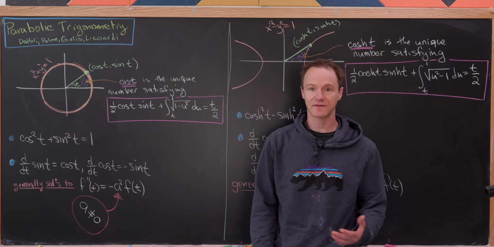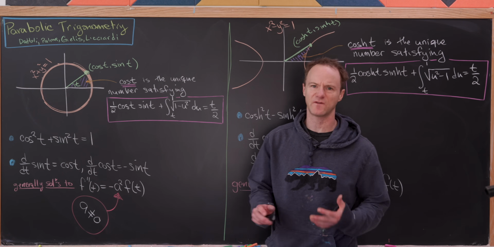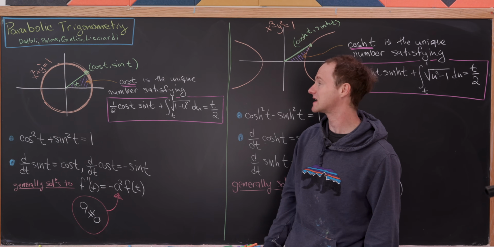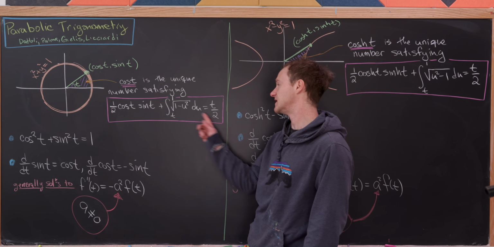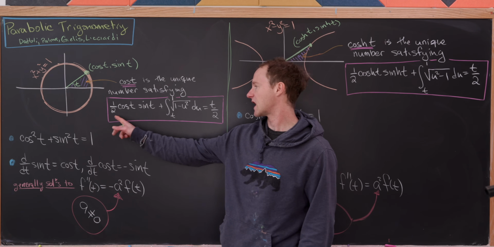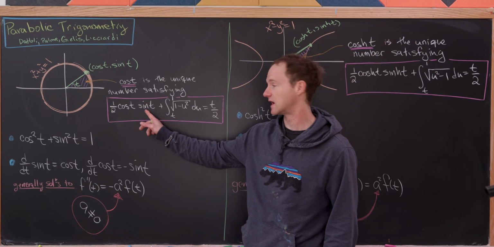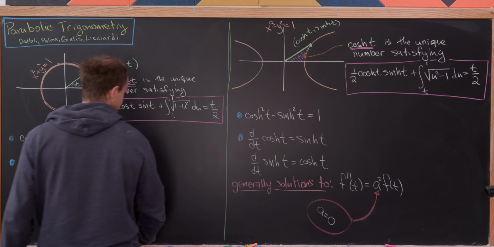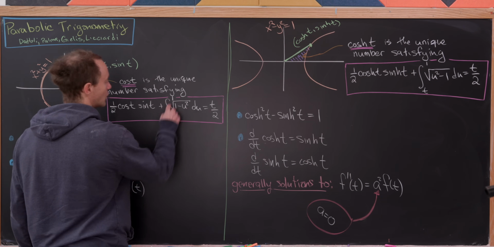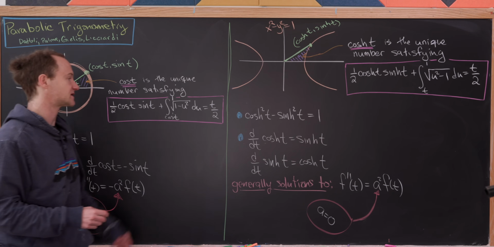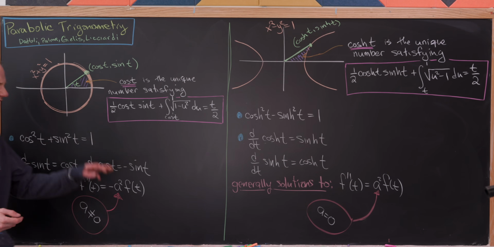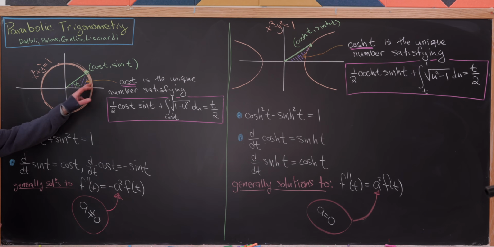Another way of getting at the trig functions is via the following rule. And that is cosine of t is the unique number satisfying this equation right here. So we've got half cosine times sine plus the integral from cosine of t up to 1 of the square root of 1 minus u squared du equals t over 2. That comes from measuring the area of this little sector a couple of different ways.